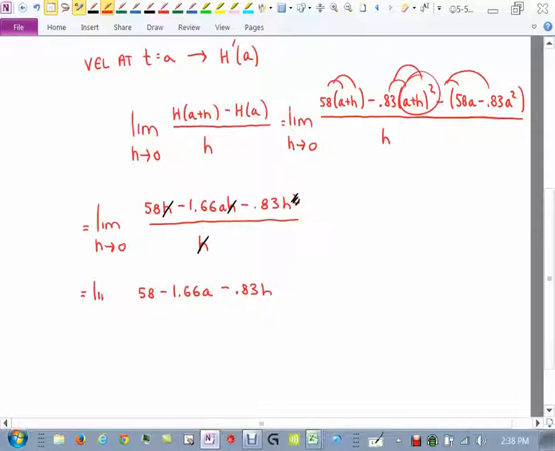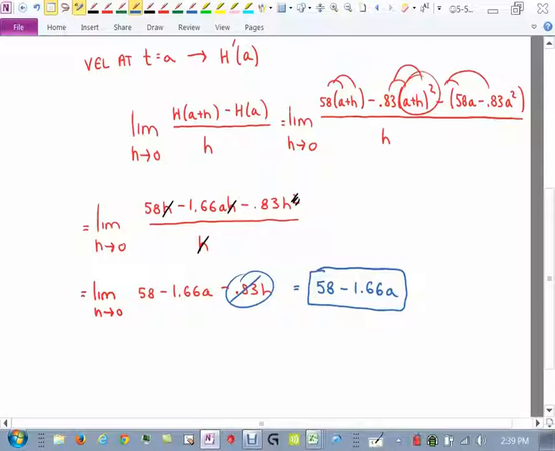And now what I'll do is I'll let H go to 0. When I do that, this term will vanish because it has an H there. And all you're left with is 58 minus 1.66A. This is the slope of the tangent line, but now that we're talking about a linear motion, that represents the speed, right? This is the velocity of this thing at t equals a.